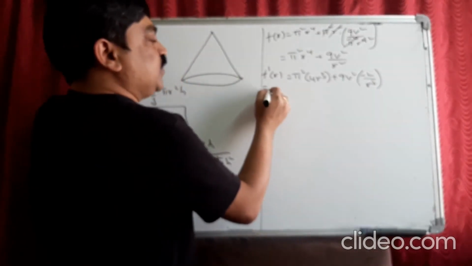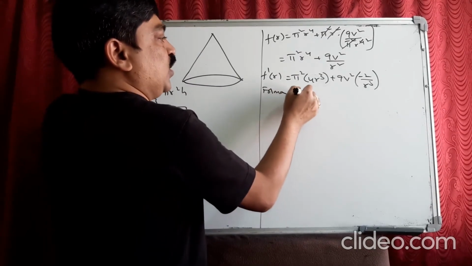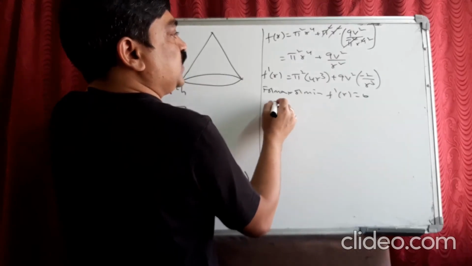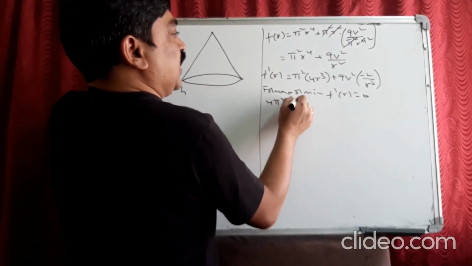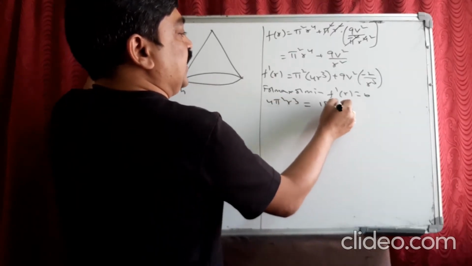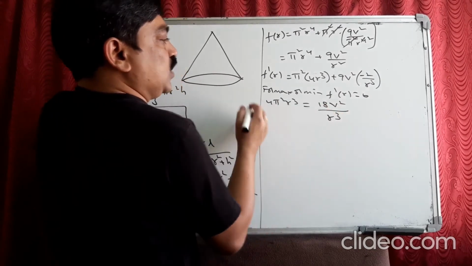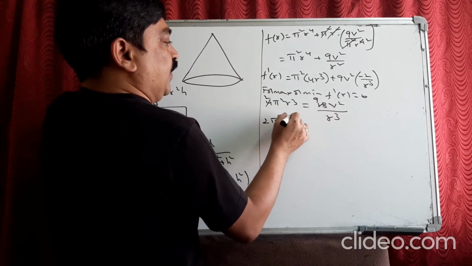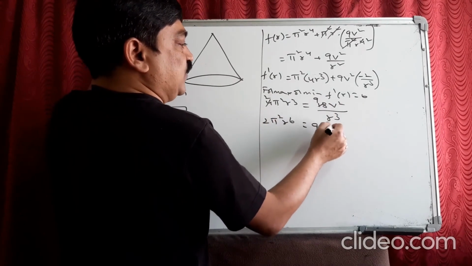We know for maximum or minimum, f dash of r is equal to 0. So it becomes pi square 4 pi square r cube is equal to 18v square by r cube. Cross multiplying, 2 into 9, it is 2 pi square r power 6 equal to 9v square.